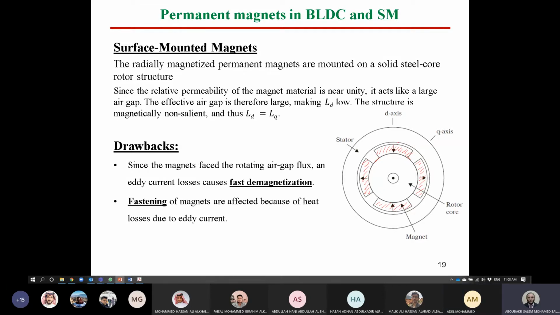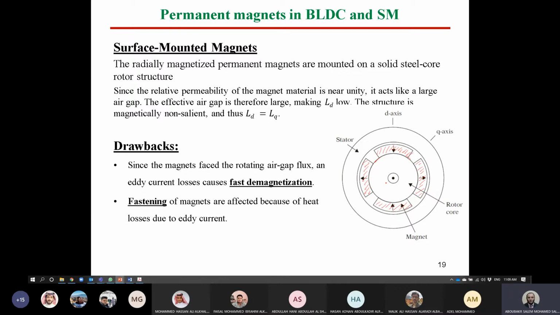However, the permanent magnet is considered like an air gap. The magnetic reluctance of the permanent magnet is such that it has permeability equal to the permeability of the air gap, almost unity. So for this, Shabab, we can consider that this type of motor is almost like a cylindrical type, where Ld equals Lq. So this is the advantage of this configuration.